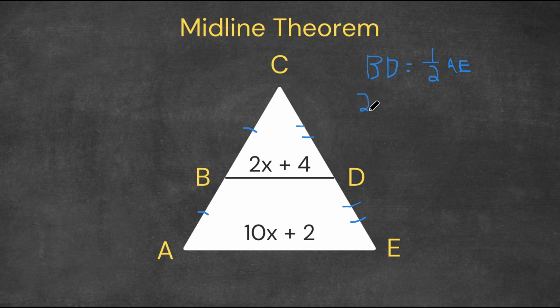BD is 2x plus 4. And this is equal to 1/2 of 10x plus 2. So let's first distribute this 1/2. 1/2 times 10x is 5x plus 1/2 times 2 is 1, and this is equal to 2x plus 4.